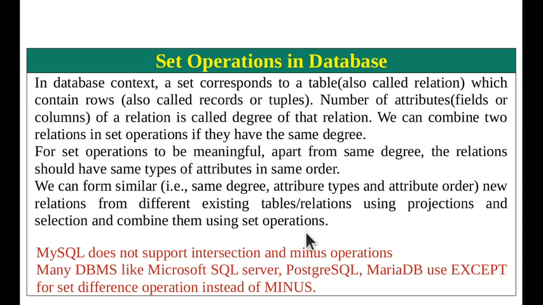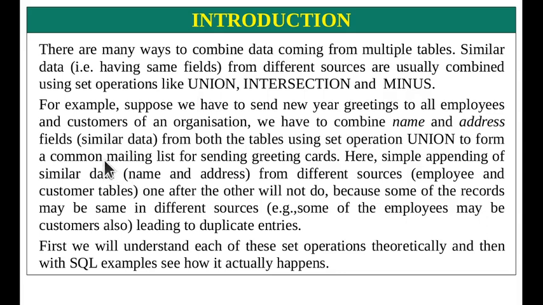This we have already made clear in your first slide, that is the introduction slide. I gave one example, that is employees and customers. Hope you remember employees and customers of an organization. Here we deal with the same kind of data, that is name and address in the employee table and the same fields name and address in the customer table. They can be combined in union operation. Right, girls?